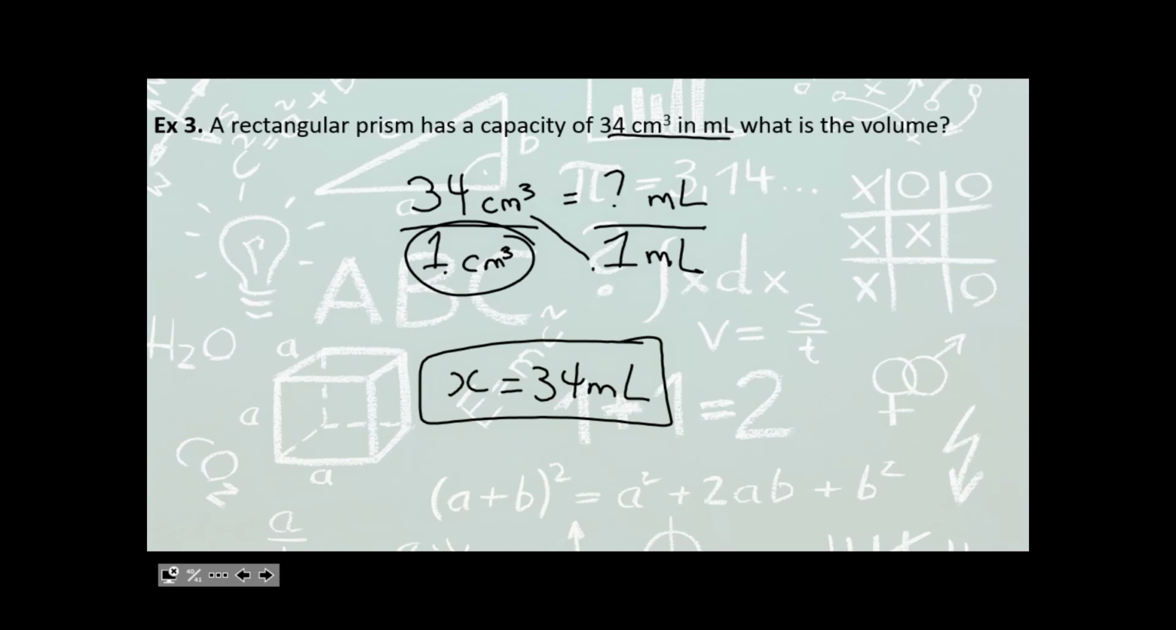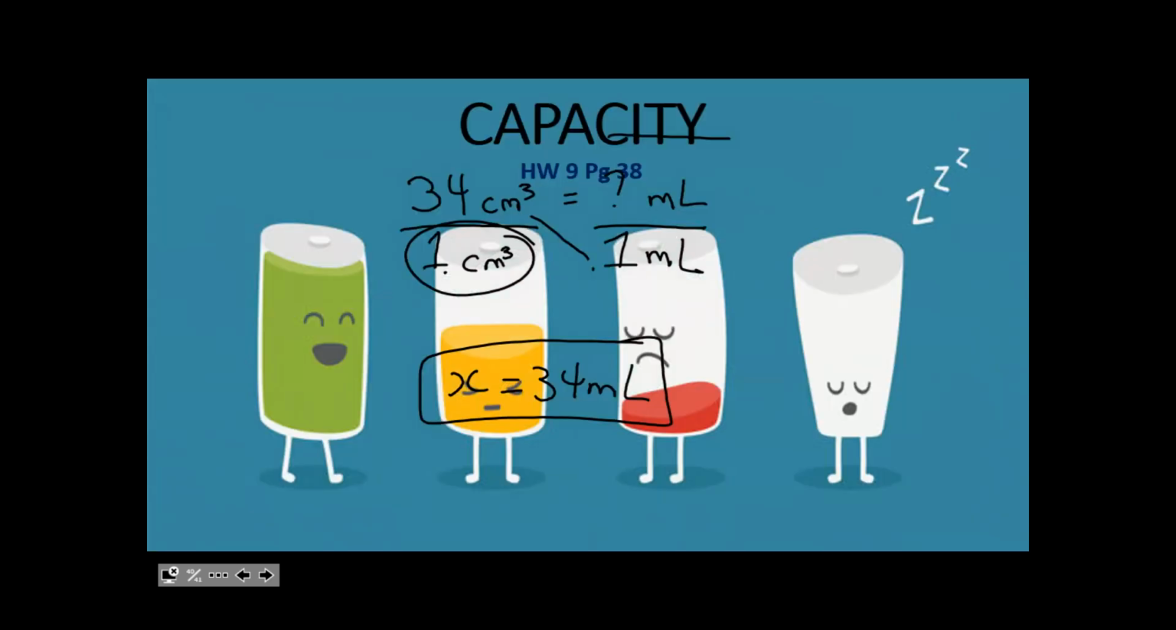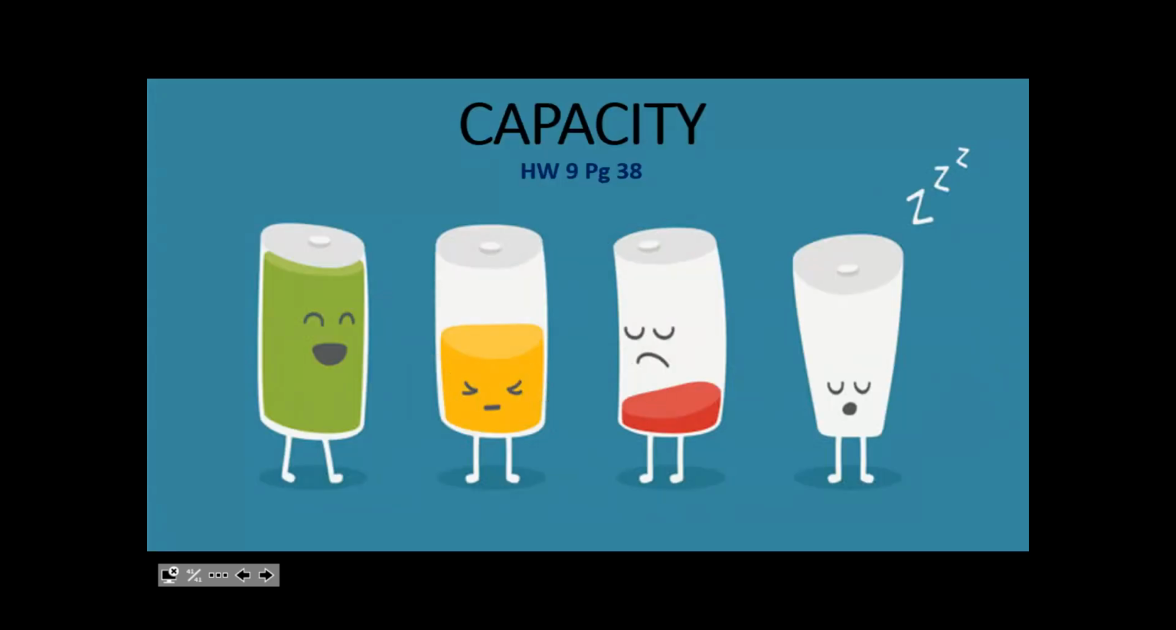So it's really important to be able to use those conversion factors to set up proportions or understand the multiplying and dividing ratios to help you answer those questions. So I would suggest going and completing a few capacity questions on homework 9 on page 38. There's not very many questions there, so go take a look at that.